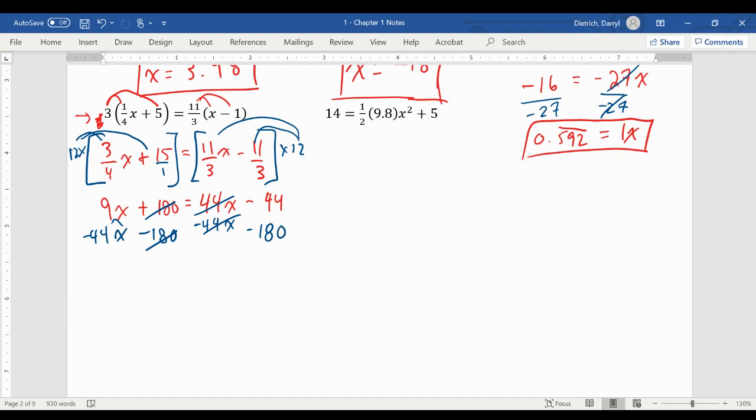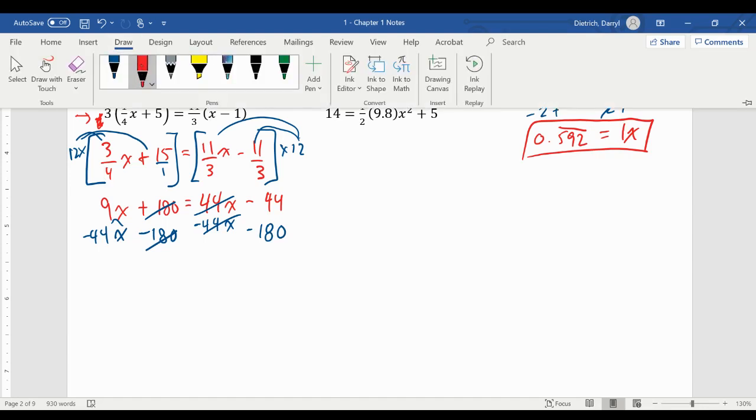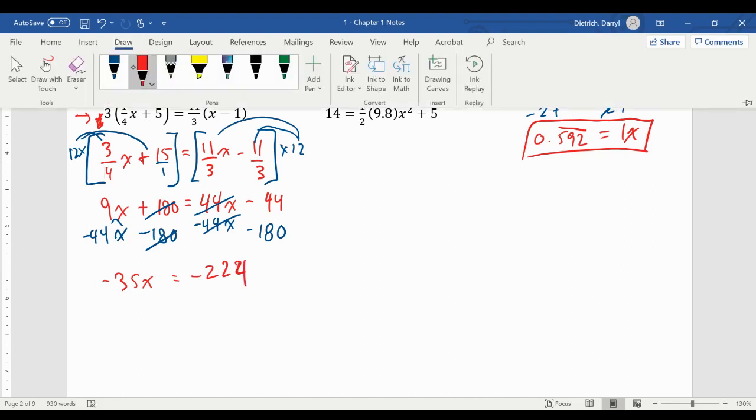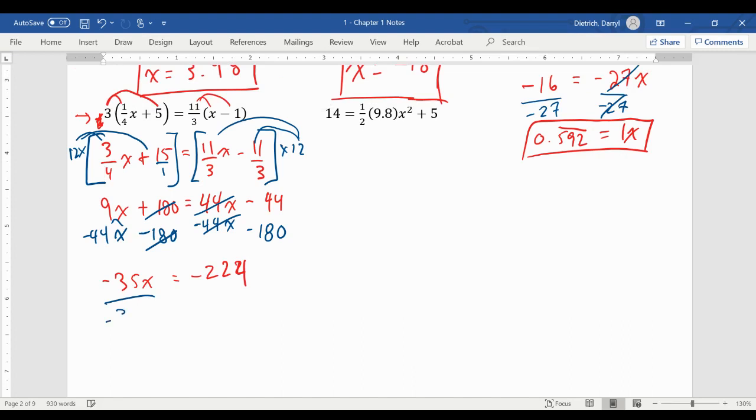Okay, so then we'll just run that math. 9x minus 44x gives us negative 35x on the left, and negative 44 minus 180 is negative 224 on the right. Okay, one last step here is I will divide both sides by negative 35. Okay, so that we end up with 1x is equal to 6.4.